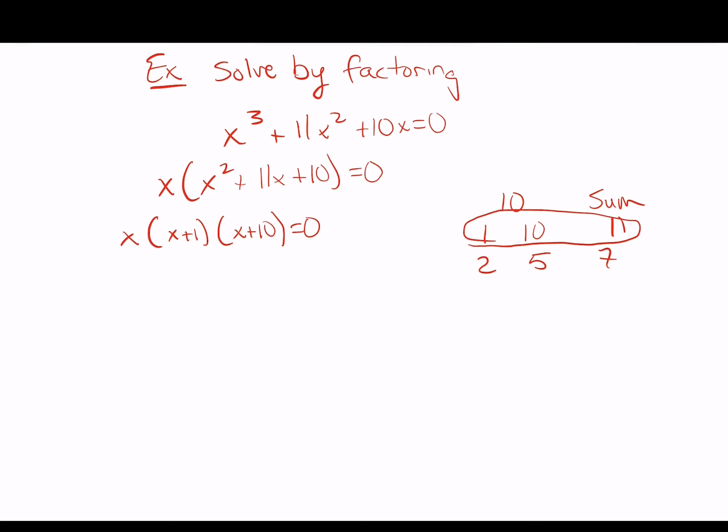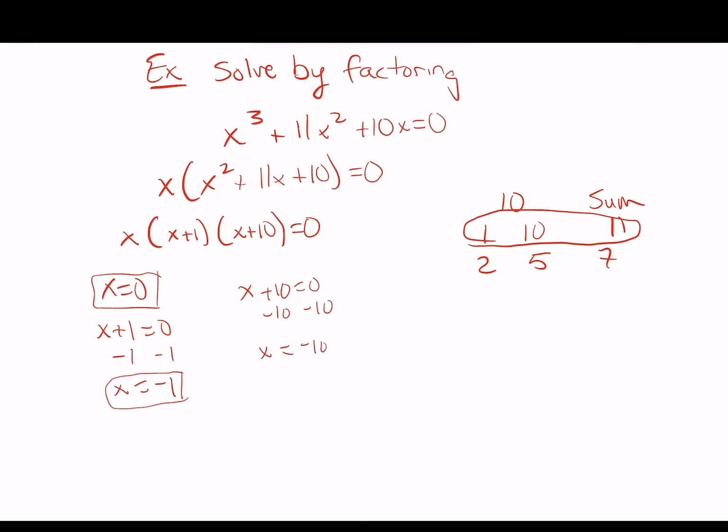Now we have 3 factors that we can check to see when they equal 0. Well, the first, if x is equal to 0, that causes it to be 0. If x plus 1 is equal to 0, we can subtract 1 from both sides. x is equal to negative 1. So I'll box those in. And then x plus 10 equal to 0. Subtract 10 from both sides, and x is equal to negative 10.